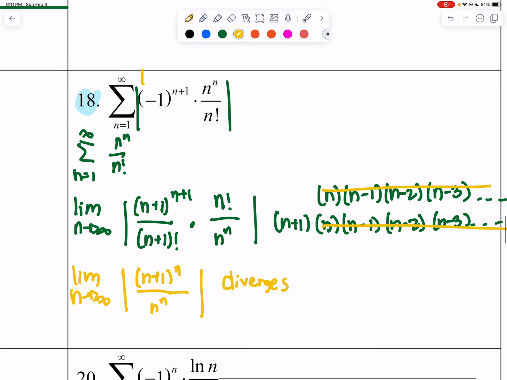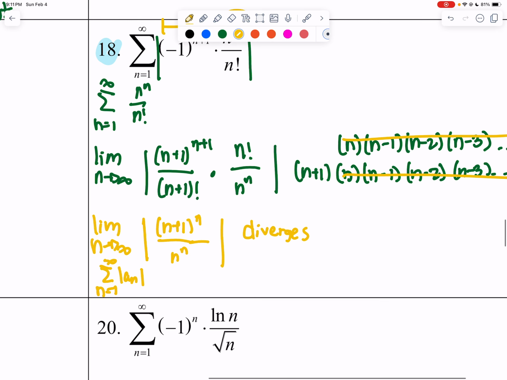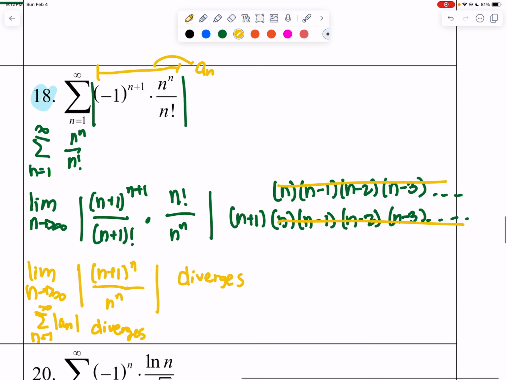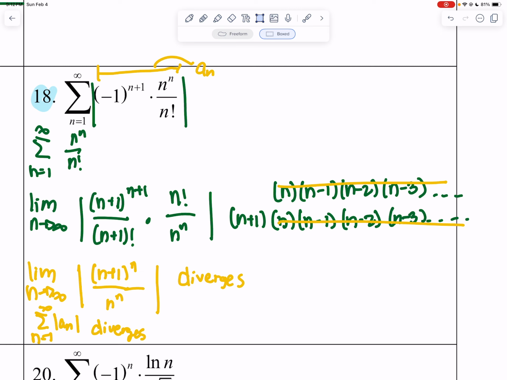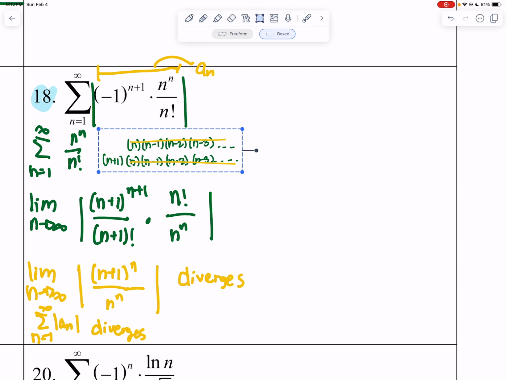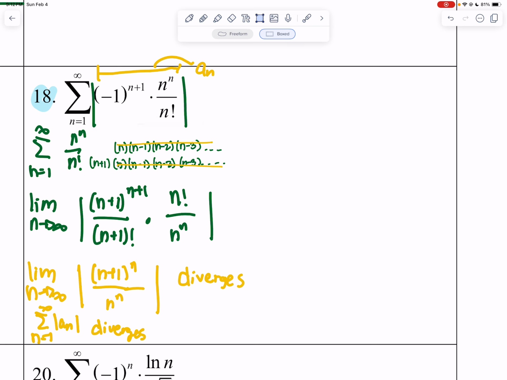So this tells me that this right here, if this was a sub n, the absolute value of my terms diverges. The absolute value of the sum of my terms diverges. Now, because that diverges, I'm going to have to look at the alternating series test to determine if that converges or not.